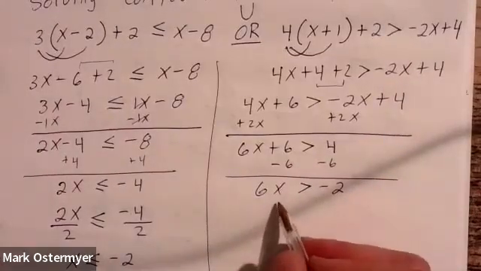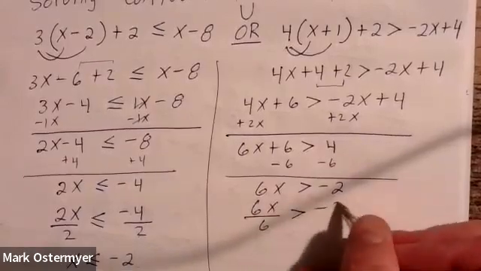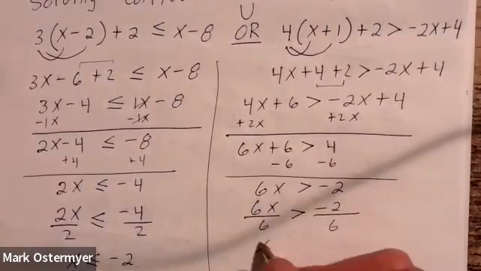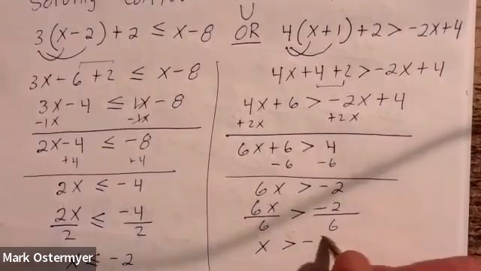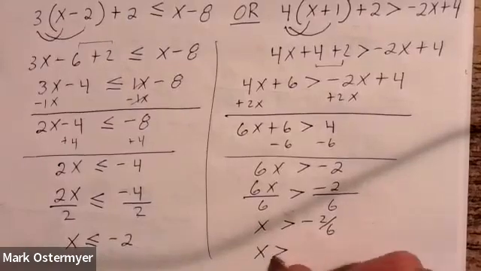Dividing both sides by a +6. Notice I do not flip my inequality around. So I would have X is greater than -2/6. Or you could even reduce that down and say X is greater than -1/3.